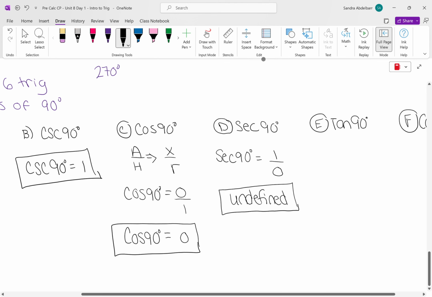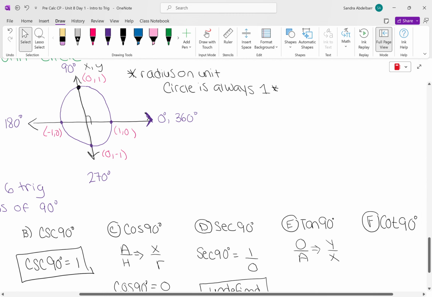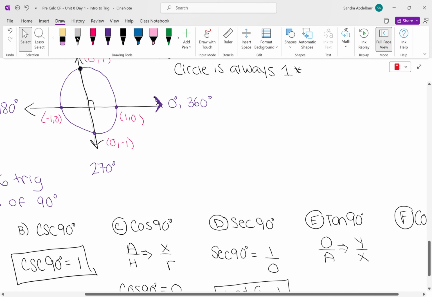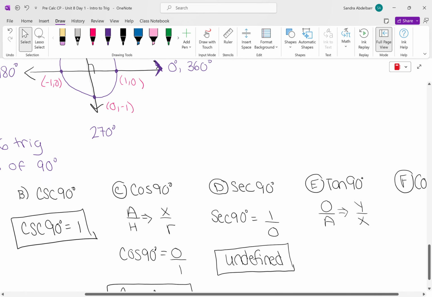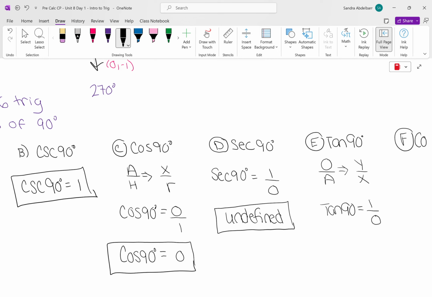Now, in tangent, if it were a normal angle, we would have said it's opposite over adjacent, right? TOA. But now we can't do that because our 90 degrees is on one of the axes. So instead of opposite over adjacent, we're going to do y over x. So go back to our 90-degree angle on our unit circle. Our y coordinate is 1, our x coordinate is 0. So the tangent of 90 will be 1 over 0. Once again, what is that? Undefined.